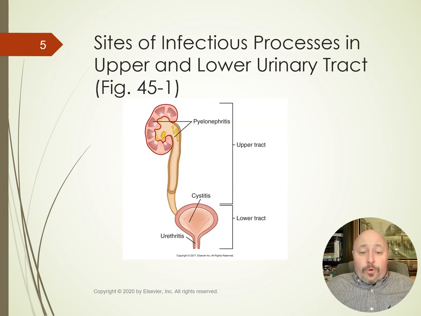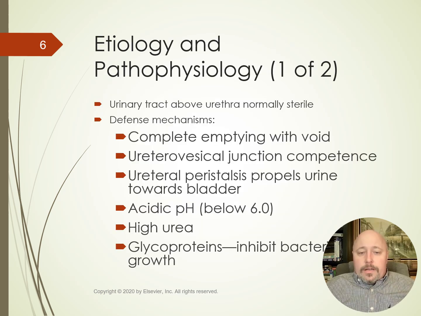Here in Figure 45-1, we just have the sites of the infectious process in both the upper and lower urinary tracts. In the urinary tract, or above the urethra, there may be defense mechanisms such as complete emptying with voiding, a ureterovesical junction competence, ureteral peristalsis which propels the urine towards the bladder, an acidic pH, a high urea, or glycoproteins that inhibit bacterial growth.